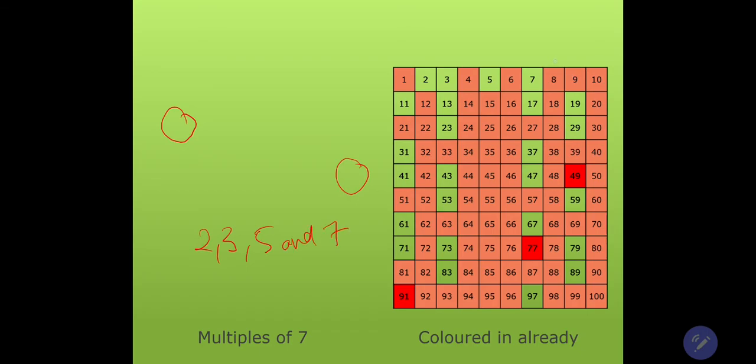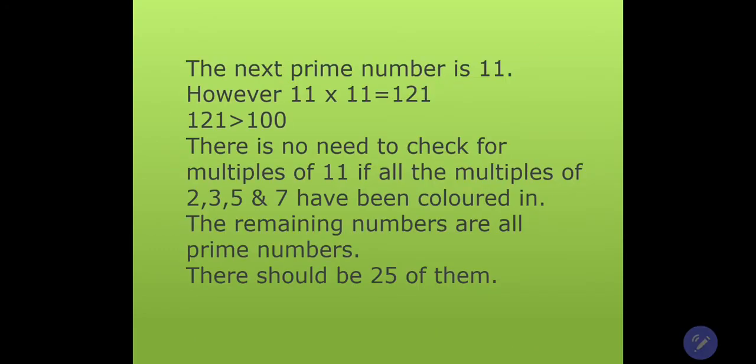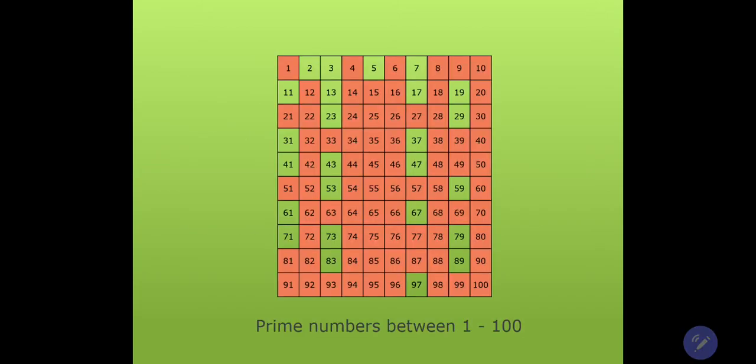You see here, 7 done, 8 skip, 9 skip, 10 skip, and then we have 11 next. The next prime number is 11. However, if you check back on your 100 square, all of them are already shaded except for 11 times 11, but that is already more than 100, so no need to check. So the numbers that are left are all the prime numbers.